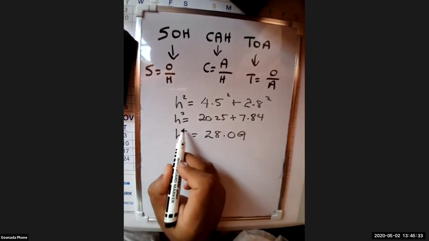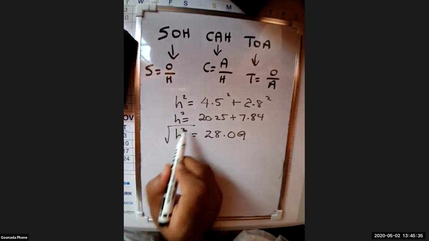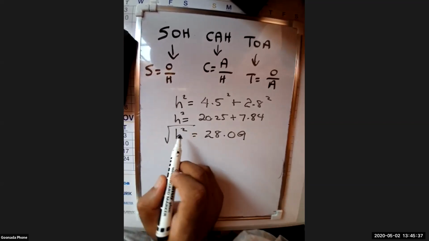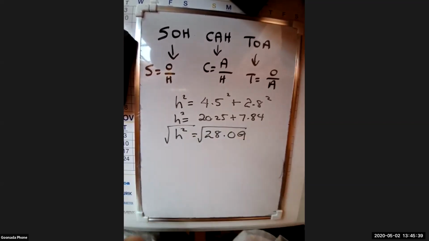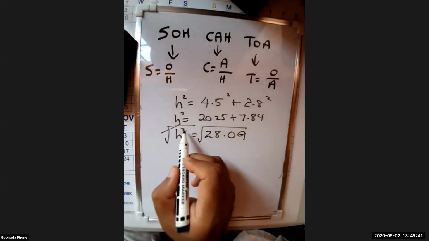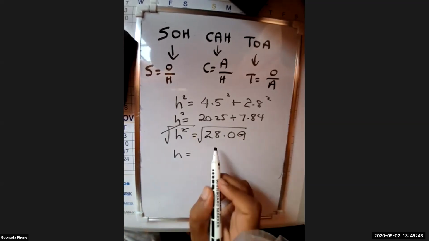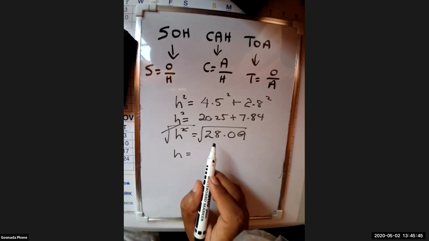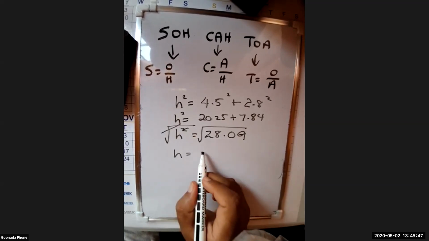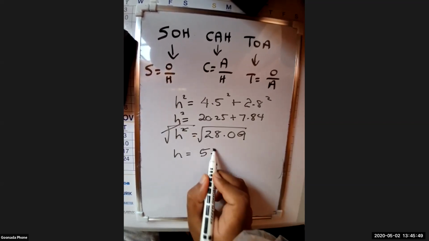So h squared is equal to 28.09. We don't want h squared, we want h. So you have to find the square root to cancel with the squared. When you do it on one side, you have to do it on the other side, because remember, it's all about balance, right? So we get h here. And of course, the square root of 28.09 is 5.3.